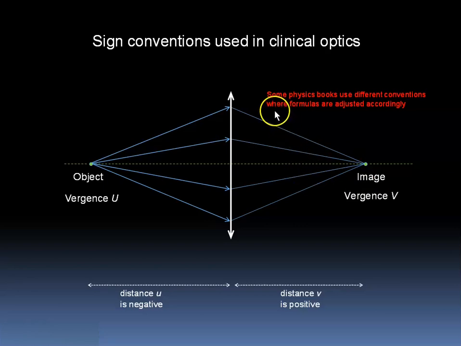Be careful, note that some physics books use different conventions where the formulas therefore have to be adjusted accordingly. In these books, object distance is also considered a positive number, just like image distance. But the formulas will then have to be changed in order to allow for that. In our clinical optics and in clinical optics books, distance u, which is the object distance, is considered negative.